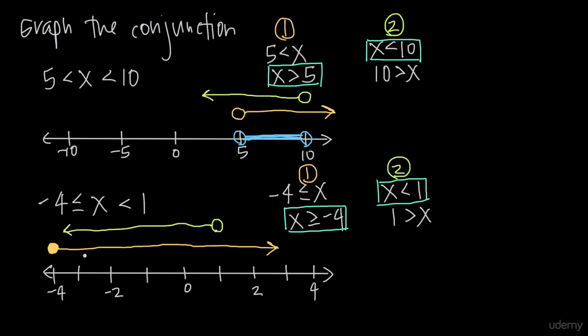Now the whole point here is to graph the conjunction, so we want to graph all the points where these two overlap. That's going to include -4, exclude the point 1, but include everything in between -4 and positive 1. That makes sense because if we look at our conjunction, x is everything greater than or equal to -4, and less than 1. So we've graphed our conjunction here in blue.